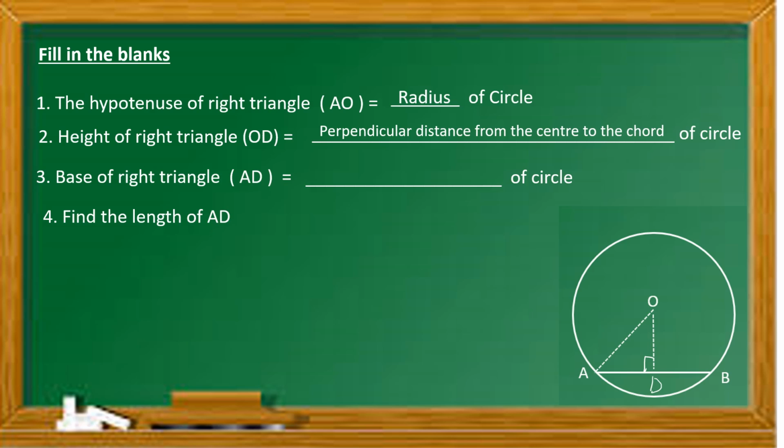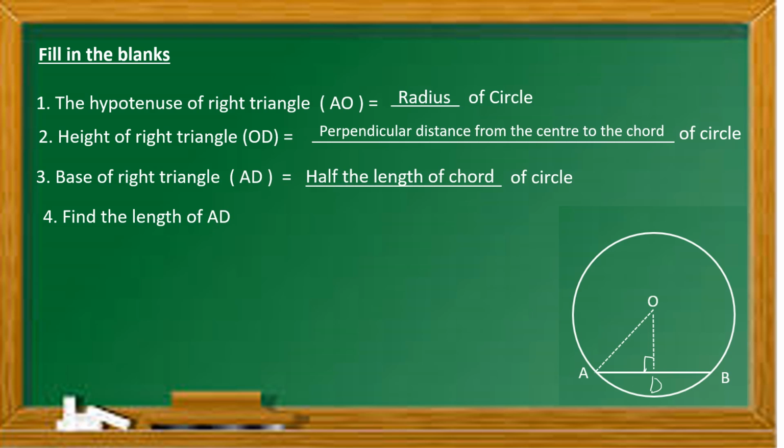Connect it in terms of chord. Yes, half the length of chord, isn't it? So according to the right triangle, the hypotenuse, height and base change to radius, perpendicular distance and half the length of chord in circle. And the last question, find the length of AD.